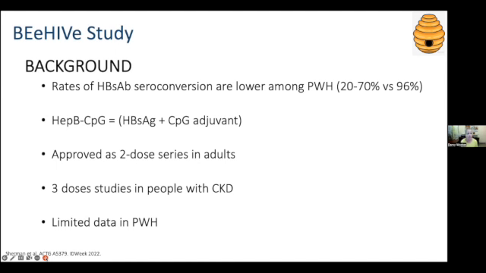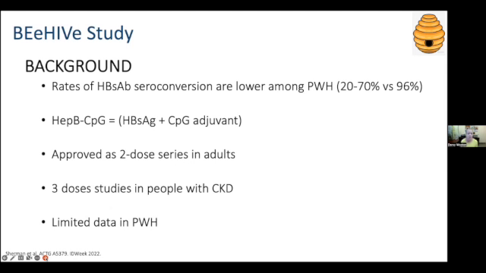We know that people with HIV have lower rates of seroconversion, specifically to a protective level. Depending on which series you read, that really ranges from 20 to 70% compared to populations without HIV, where rates of seroconversion with our traditional hepatitis B vaccinations are quite high, 95 to 100%.